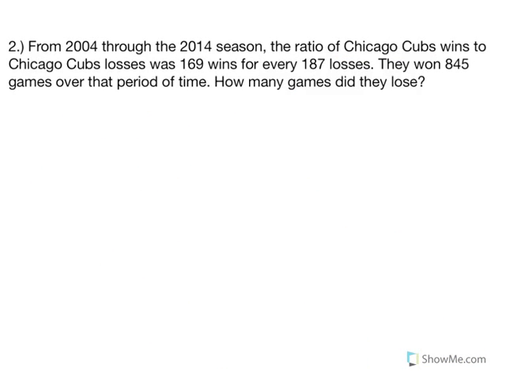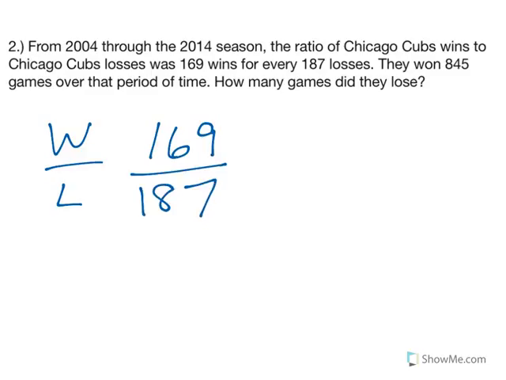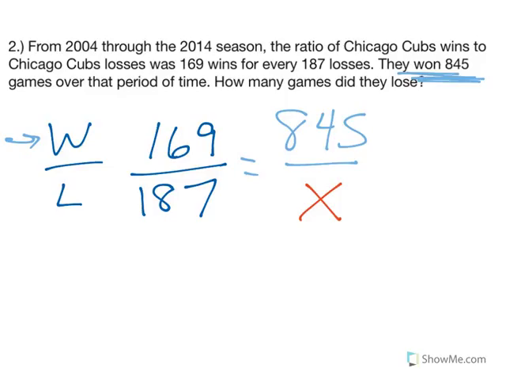Number 2, from 2004 to 2014, Cubs wins to losses. So we're talking about wins to losses was 169 wins for every 187 losses. Well, they're making up for this year, aren't they? Anyway, they won 845 games. Notice, because they won, we're going on the top where the wins are. We're trying to find how many losses over that time period.